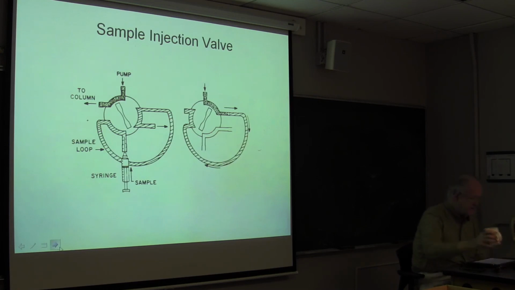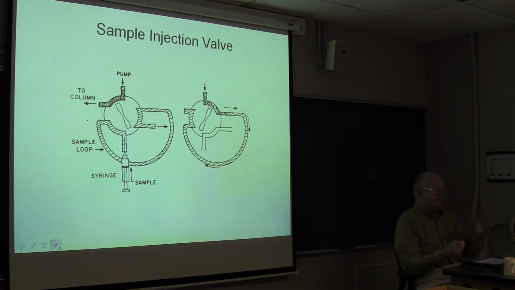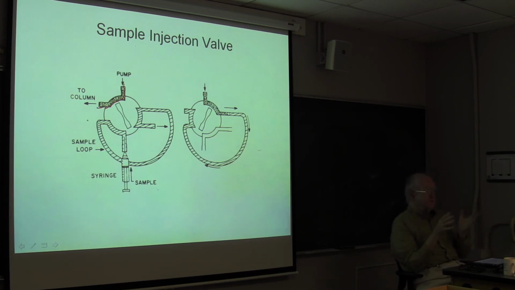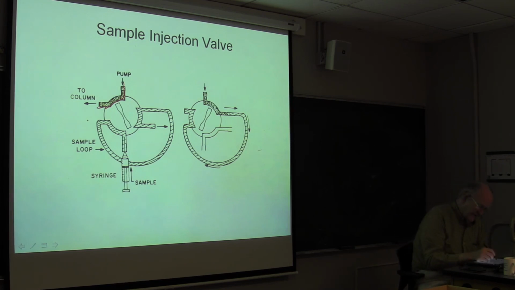I mentioned the injection valve before we get deeper into pumps. Basically, the valve is a very simple thing. In one position, the fluid from the pump goes through a slot in the valve and goes over to the column. While you're doing that, this other side of the pump is under low pressure conditions. So you can take a syringe and deliver your sample to this piece of tubing.